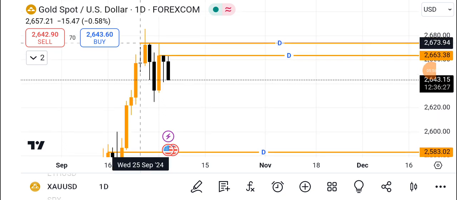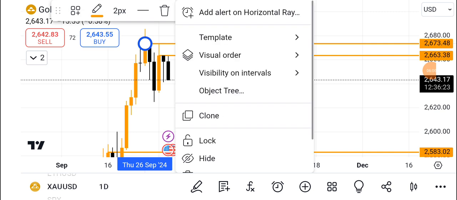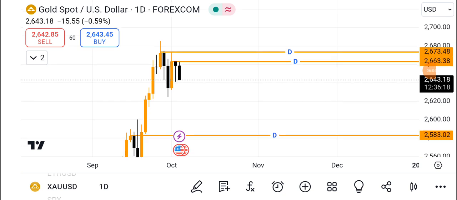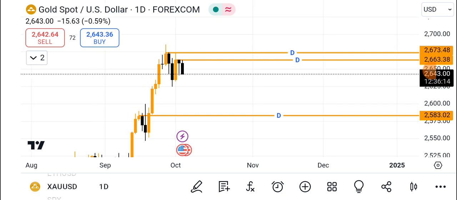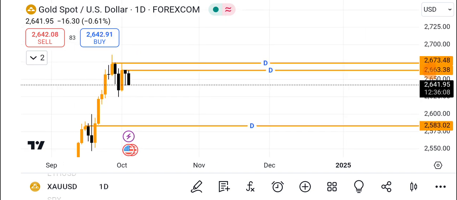Alright, let me just leave it there, and you can adjust it to fit the candle bodies, not the wick. So this is it. Back again, we now mark out the daily high, and also price in a daily candle.